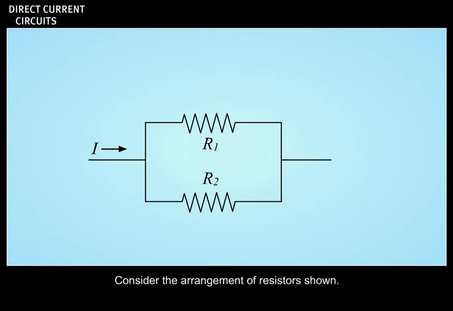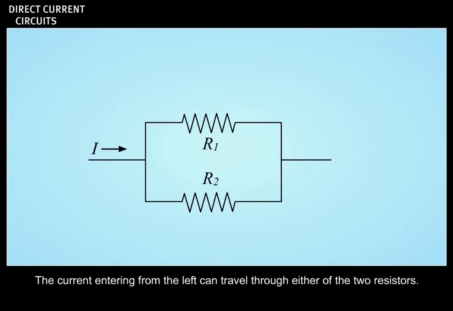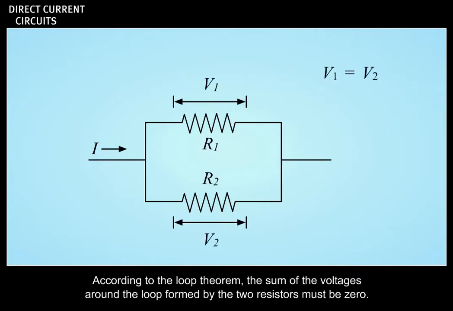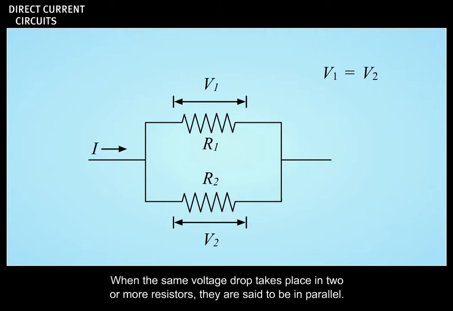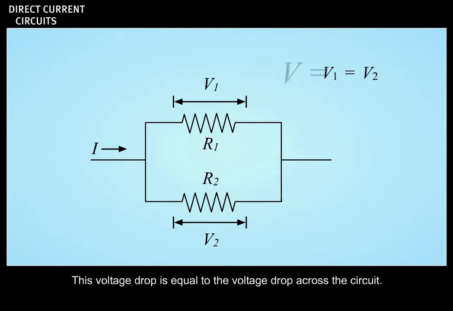Consider the arrangement of resistors shown. The current entering from the left can travel through either of the two resistors. According to the Loop Theorem, the sum of the voltages around the loop formed by the two resistors must be 0. Therefore, the voltage drops across V1 and V2 must be equal. When the same voltage drop takes place in 2 or more resistors, they are said to be in parallel. This voltage drop is equal to the voltage drop across the circuit.